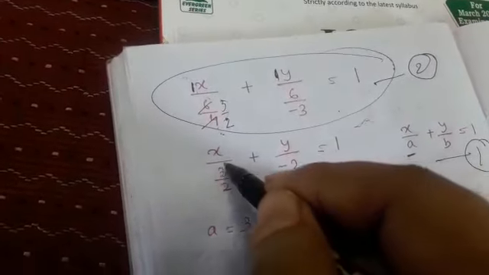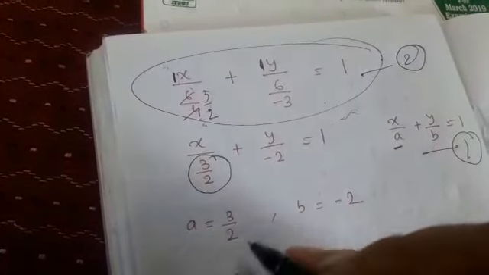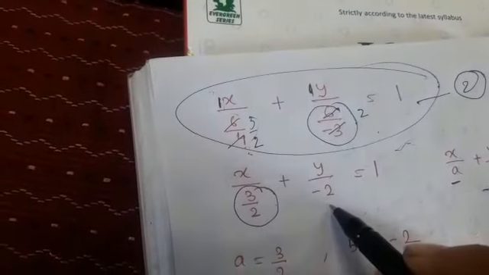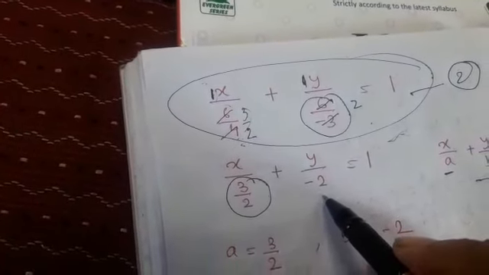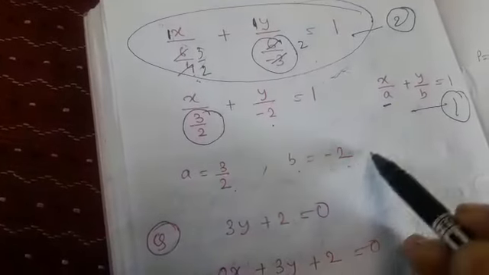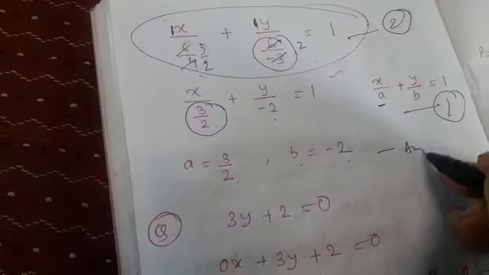So your x intercept, that is a, is 3 by 2, and your y intercept, that is b, is 6 by -3. So you cancel this 6 and 3, it will give you 2. So -2 is your y intercept. So a is equal to 3 by 2 and b is equal to -2 is your x and y intercept respectively. Answer.